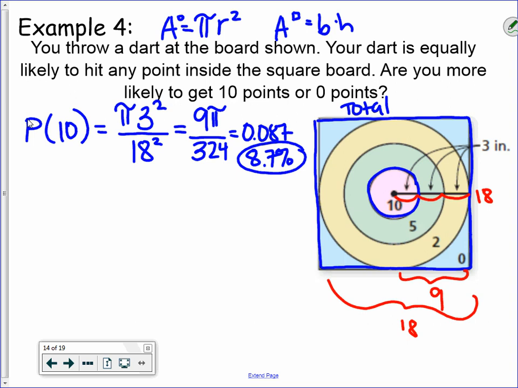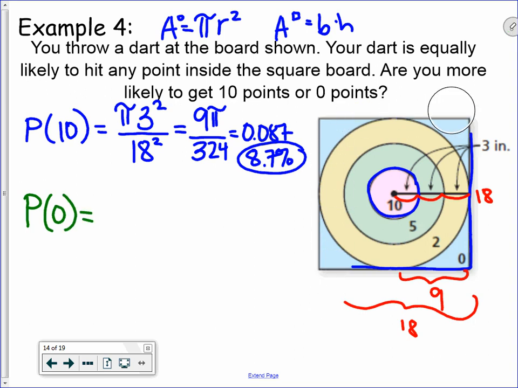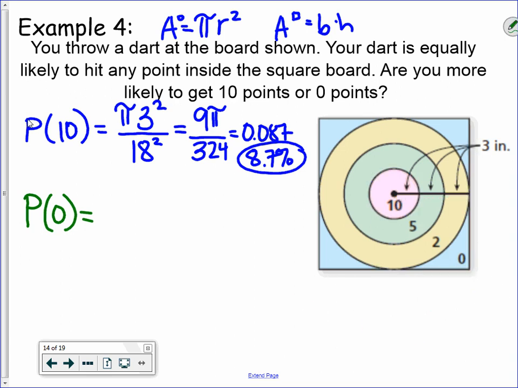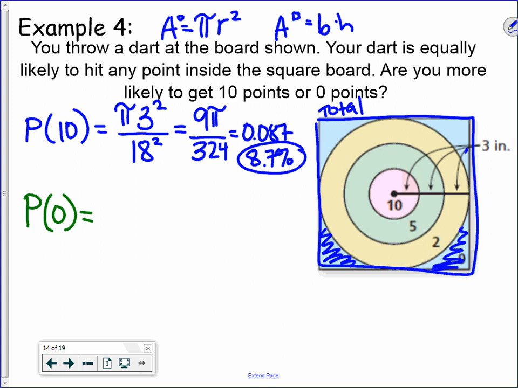The 0 points doesn't look like it takes up much of that board. So let's figure out the probability of 0. I'm going to erase this. Our total is still the square. Now we have to do a little subtraction here. For the area outside the circle, so this 0 here, we have to take the box or the square minus the largest circle.